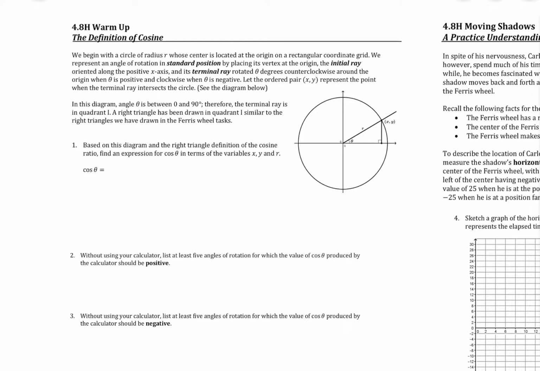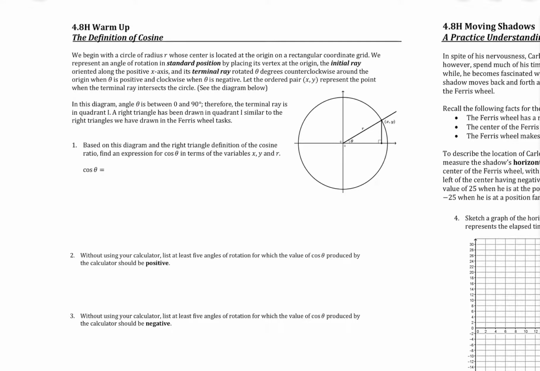I'm going to read this out to you guys because I know sometimes it's easy to skip through the reading, and research shows that even up through the ages of college students, being read things out loud helps with your reading comprehension. So here we are, definition of cosine. We begin with a circle of radius r, and that's what we're looking at right here, a circle with radius r, whose center is located at the origin on a rectangular coordinate grid. We represent an angle of rotation in standard position by placing its vertex at the origin.